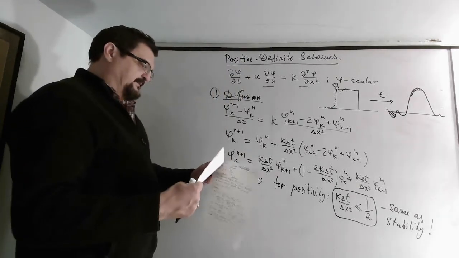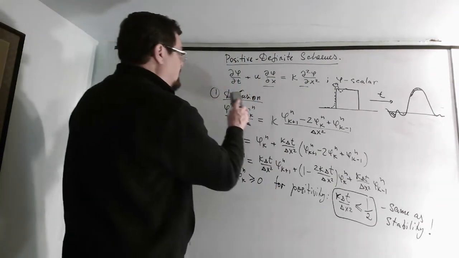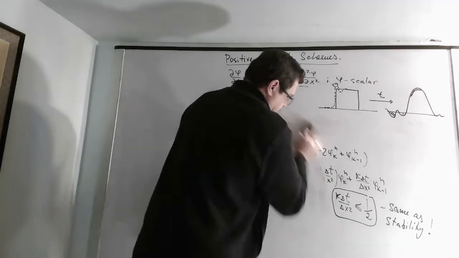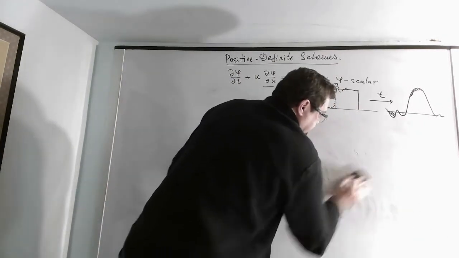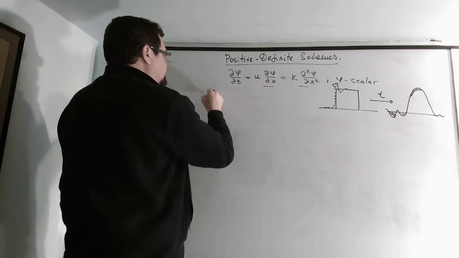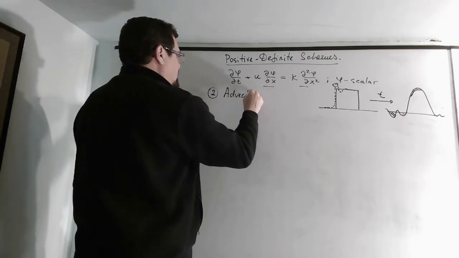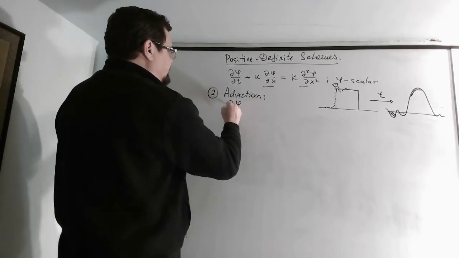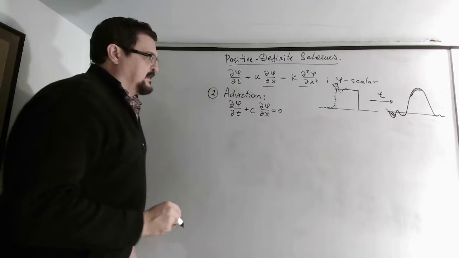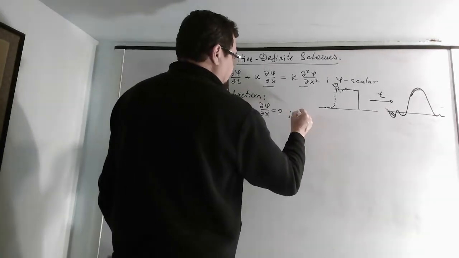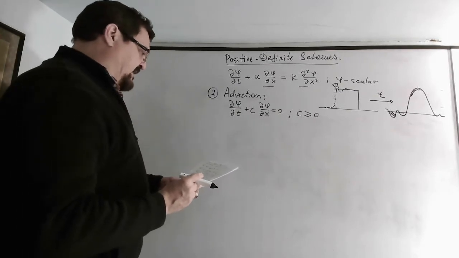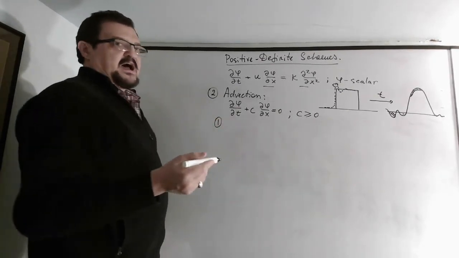So now let's consider number 2, advection. Let's consider advection with some constant velocity c that we've done so many times before. Let's make c positive, so our signal moves to the right. And then first, let's consider the first order upstream biased scheme.